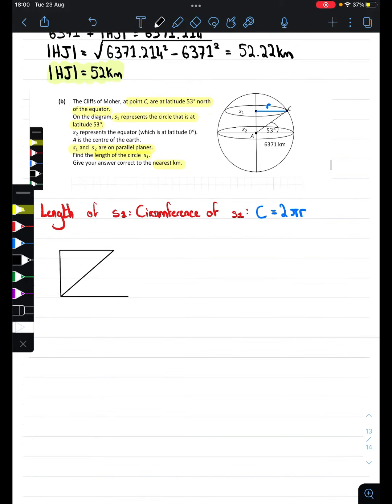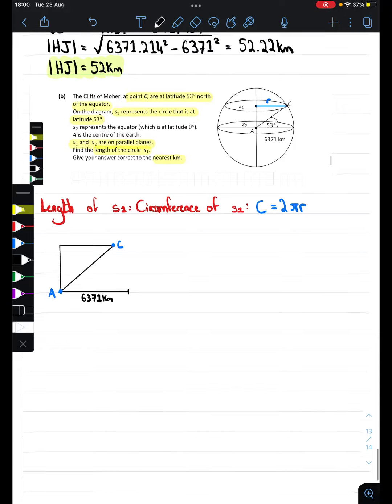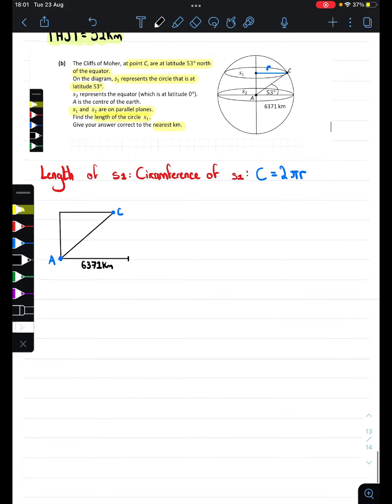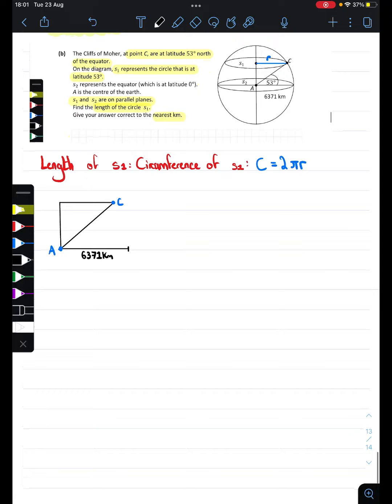Okay, well, we know that, so if this is the center of the Earth, A, this is our point C, and this length is 6,371 kilometers, the radius of the Earth. Okay, and so we are trying to find this length here, or let's just put it in purple. We want this to the center of S1, the distance to the center of S1.